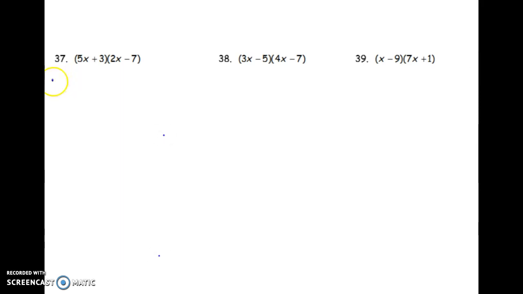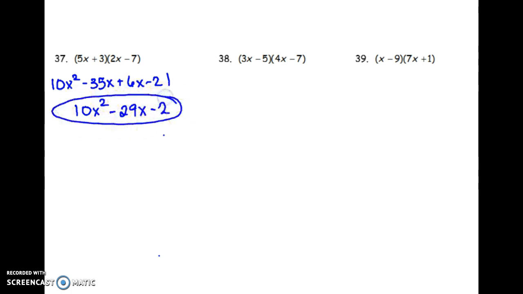So 37 would have 10x squared minus 35x plus 6x minus 21, which would be 10x squared minus 29x minus 21, sorry. For 38, our first would be 12x squared, our outer negative 21x, inner negative 20x, and then last would be 35. So 12x squared minus 41x plus 35.